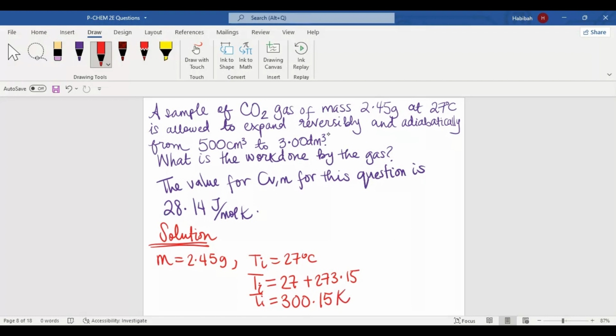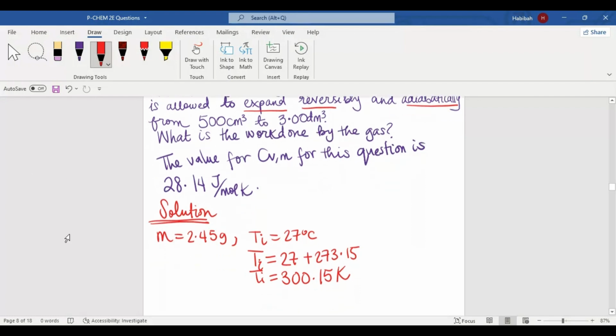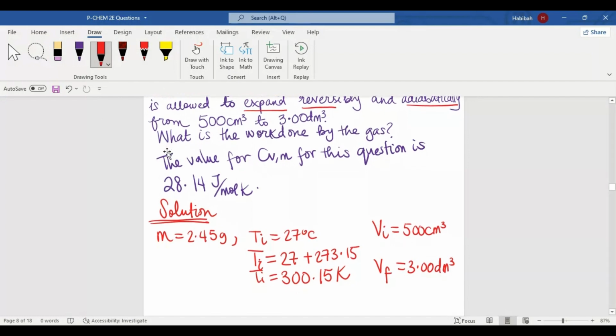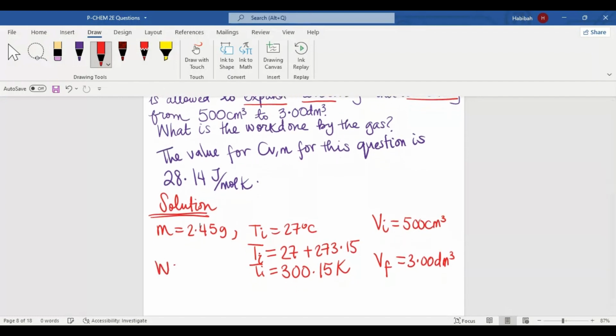We have is allowed to expand reversibly, as well as adiabatically from 500 centimeter cube to 3.00 dm cube. So this is an adiabatic reversible expansion process, so we have to keep that in mind. We're going to put our information down. We have V initial to be 500 centimeter cube, and V final to be 3.00 dm cubed. And we're asked to find the work done by the gas, so we're looking for W.